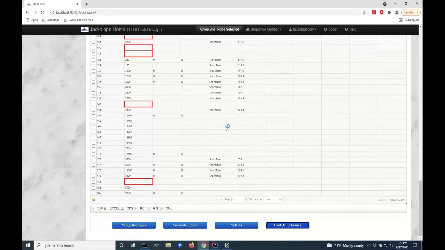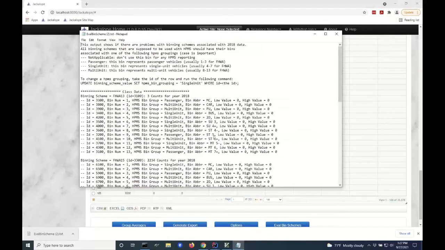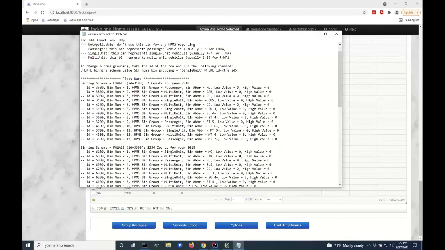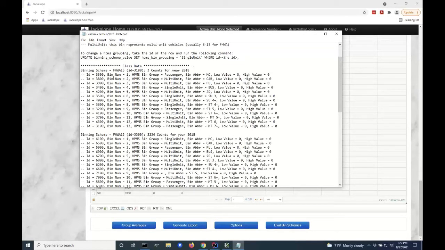It's looking to make sure all of your data has the correct binning schemes. I actually messed with this data, so it would come up like this, which means things aren't great. You can read this output, and Catherine and Laura run this every year, but this gives you a snapshot. So this is binning scheme FHWA 13. There are only 3 counts with that binning scheme for 2018, and here's how it maps.